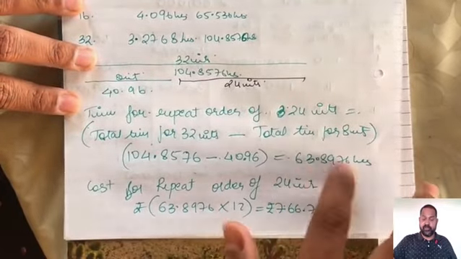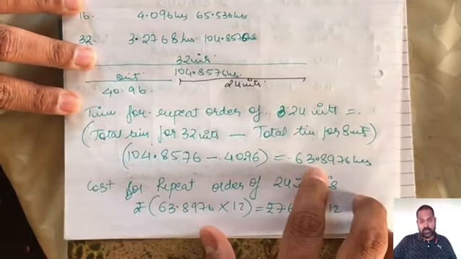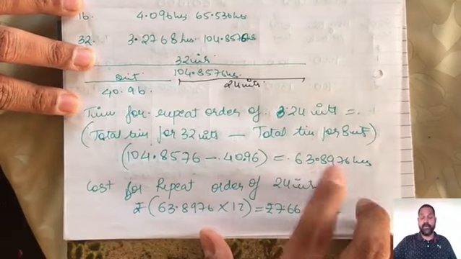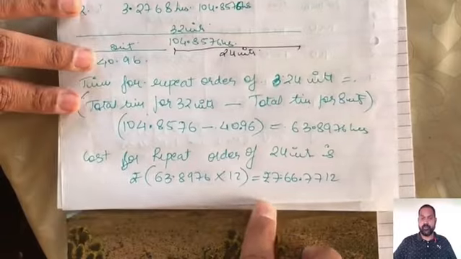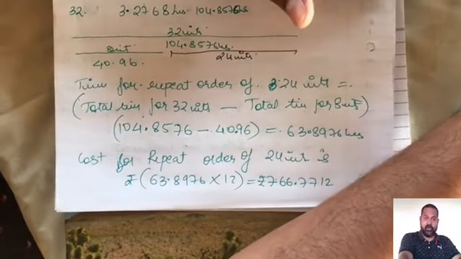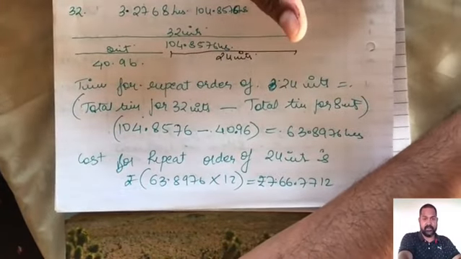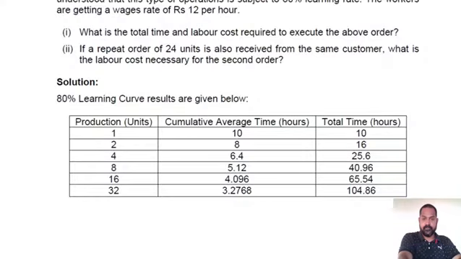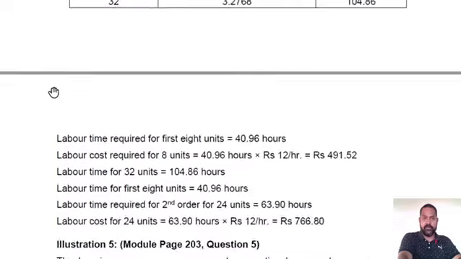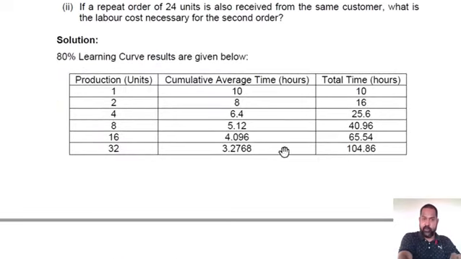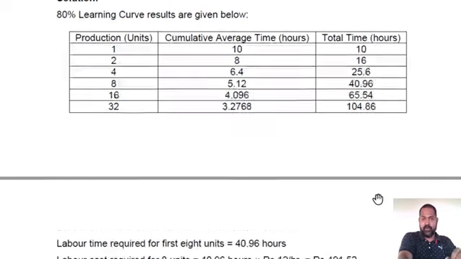If this is the time for the 24 units, the cost will be 63.89 into 12, which is 766.7712. Let's see how they have written their final answer. This was the first part of the question. See, in the table they've continued up to 32 and they got 104.86. They've stopped at 2 decimals. I've taken up till 4 decimals.